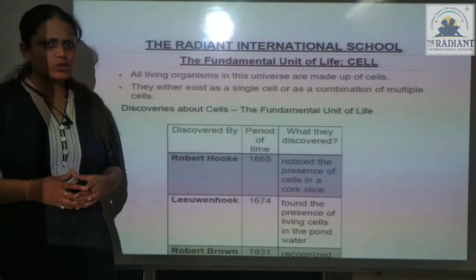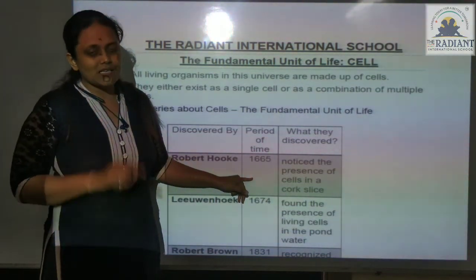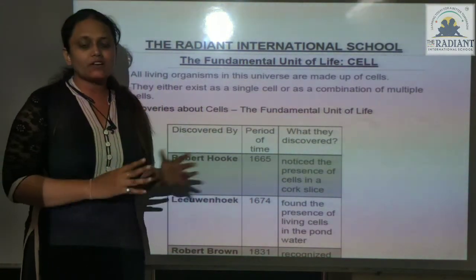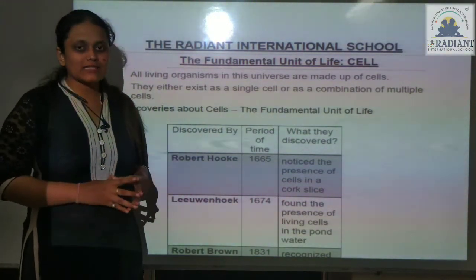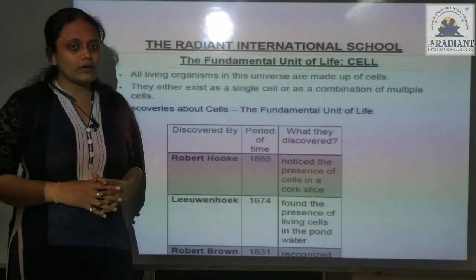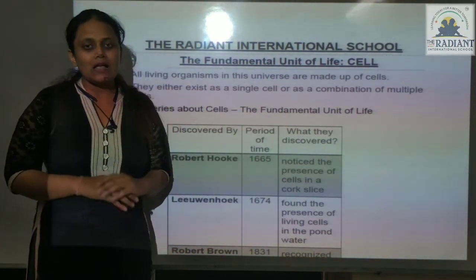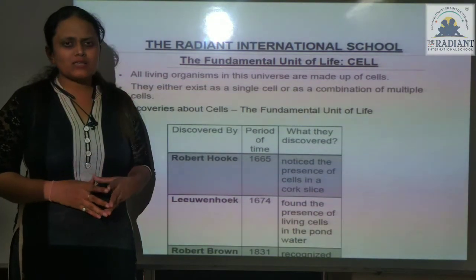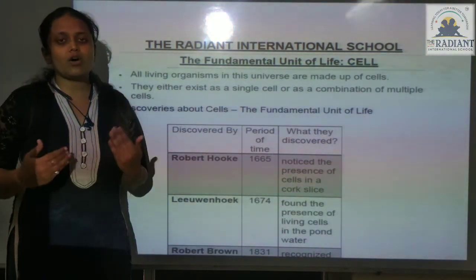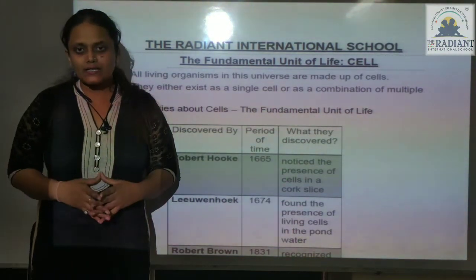So here we get to know that Robert Hooke in 1665 had seen the cells, but the cells were dead in nature. That means he identified the cells and named them cells, but the cells he saw were dead. Then Antonie van Leeuwenhoek, after some years in 1674, found the living cells, and the concept of the cell was further studied and recognized, and it was established that living organisms are composed of cells. Then we will move to the next point.